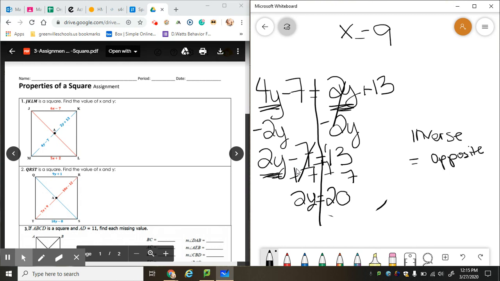Now I have 2y, but it said to solve for y alone, so I want to divide by 2.